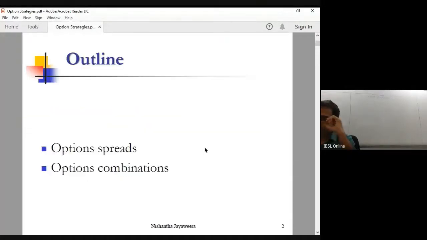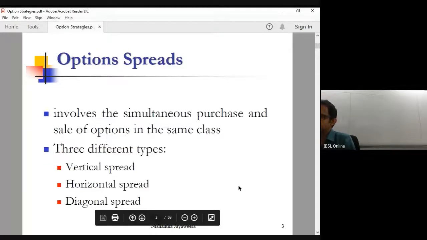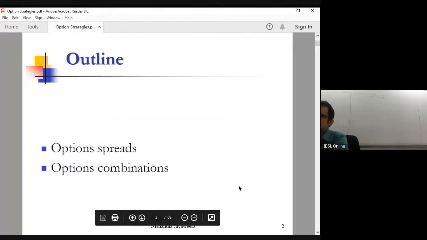So, in both strategies, we combine more than one option. It may be a combination of call options, or a combination of put options, or a combination of call and put. Depending on that, we define whether it's a spread or a combination.